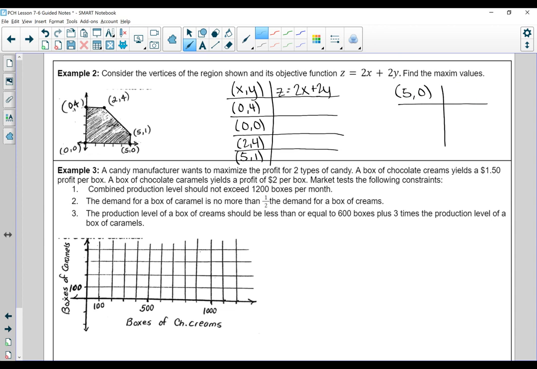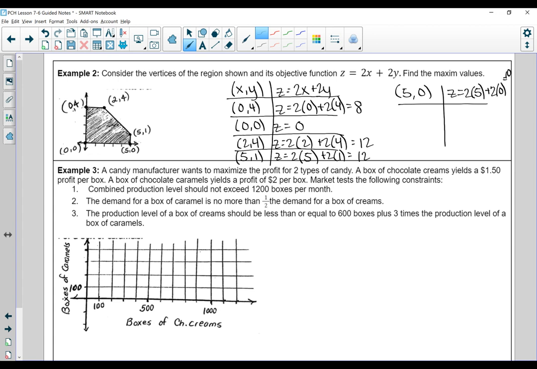Okay, so again, I'm going to be finding z. That's 8. This is going to be 0. This is 12. So 2 times 5 plus 2 times 1, this is also 12. And then at (5, 0), we have z is equal to 10.